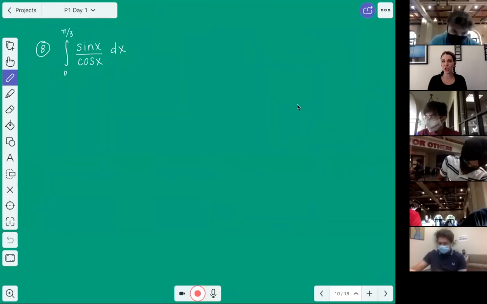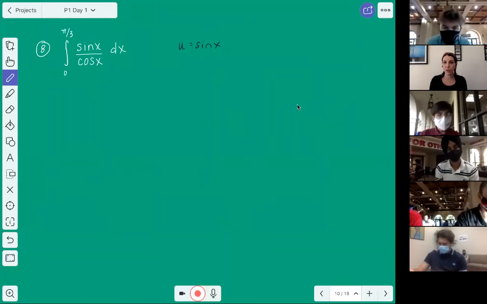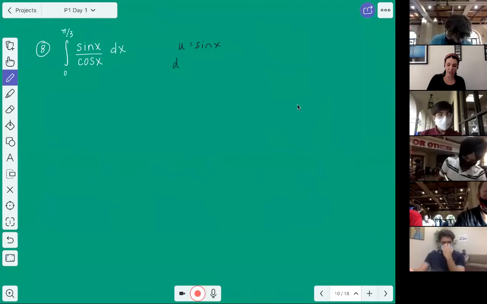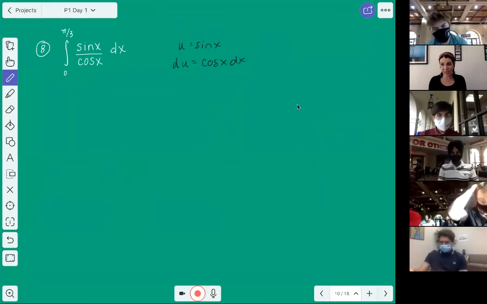Looks like there are two U's to choose from. What most guys are going to choose is sine X. Here's the issue: U is not sine X. Look up here and I'll show you why. If you try to choose U equals sine X, you get du equals cosine X dx, not 1 over cosine X dx.